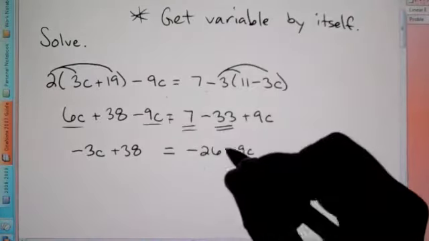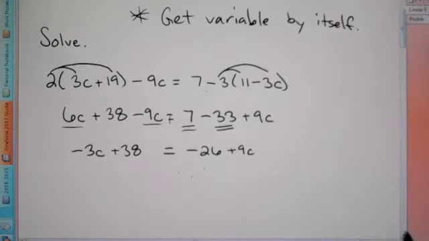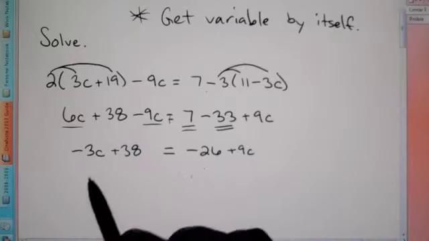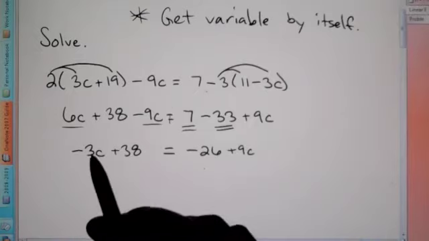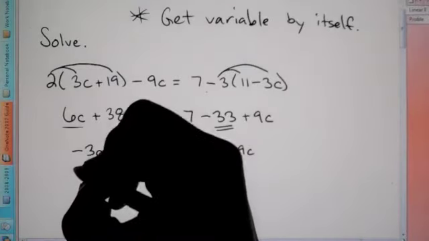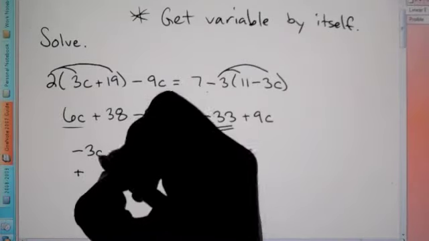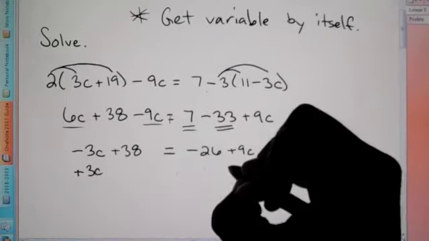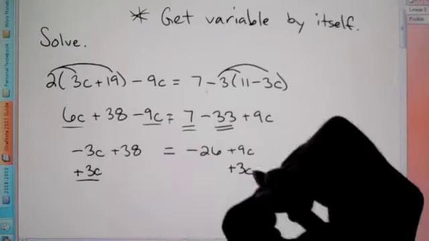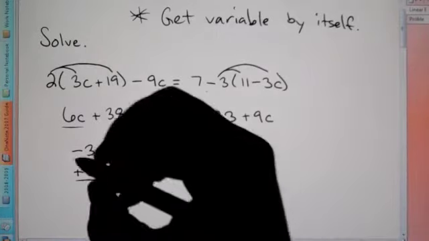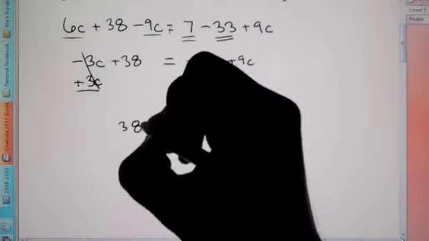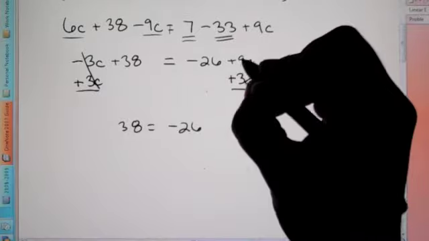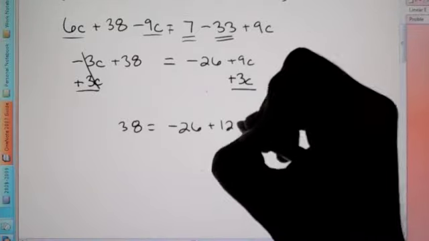Okay. Now we can actually move all the c's to one side, everything else to the other. So there's no really wrong way to move these in terms of the c's has to go on this side or has to go on that side. We get to choose. I like to get rid of negative variables. So I'm going to move this negative 3c. And you always do the opposite. So since it says minus 3c, we're going to add 3c to both sides of the equal sign. And I'm going to combine like terms. So these cancel out. I'm going to bring down the 38. So 38 is equal to negative 26 plus 9 plus 3 is 12c.